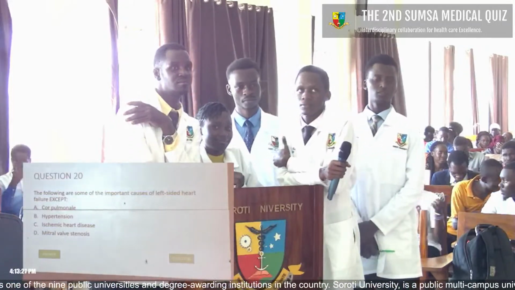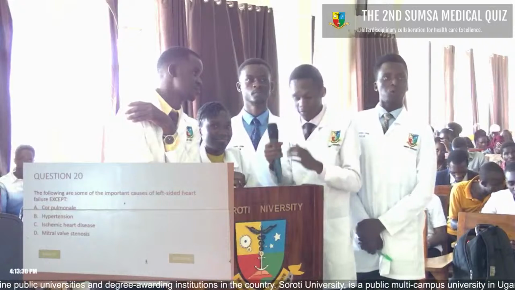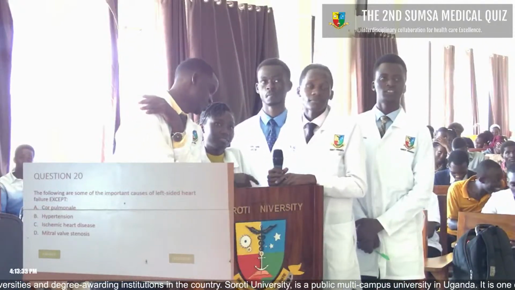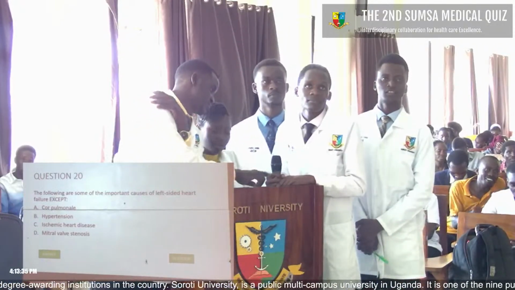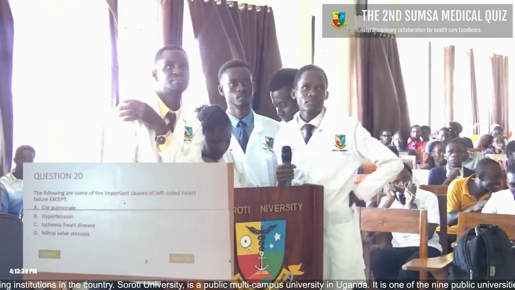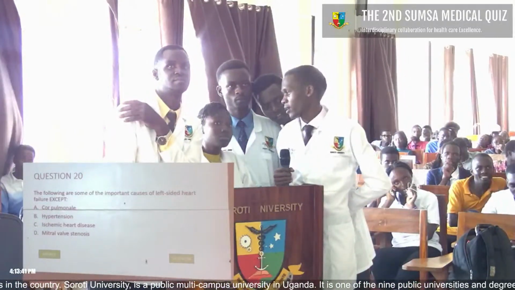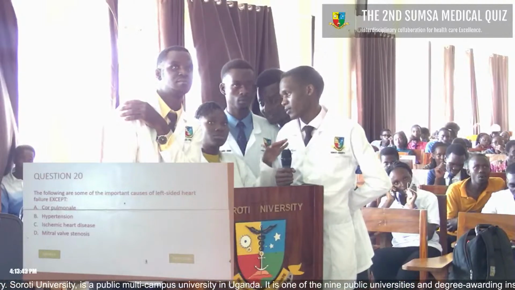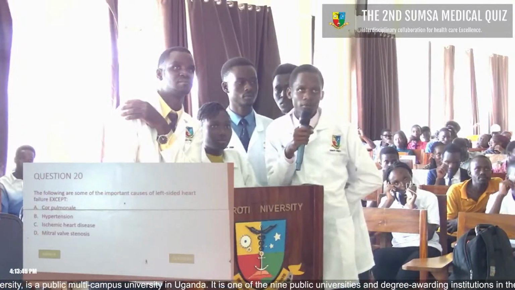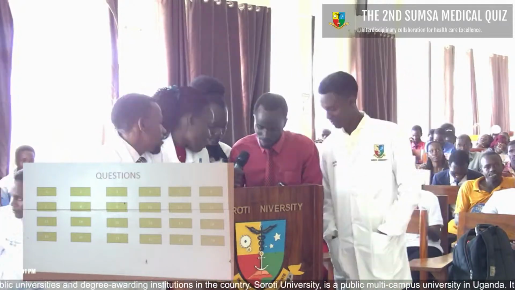Next question. The following are some of the important causes of left-sided heart failure, except A. Cor pulmonale. B. Hypertension. C. Ischemic heart disease. D. Mitral valve stenosis. A for apple. That's correct. Thank you very much. 1, 6, 7, 19, 10, 19, 23. Straight away to 1.